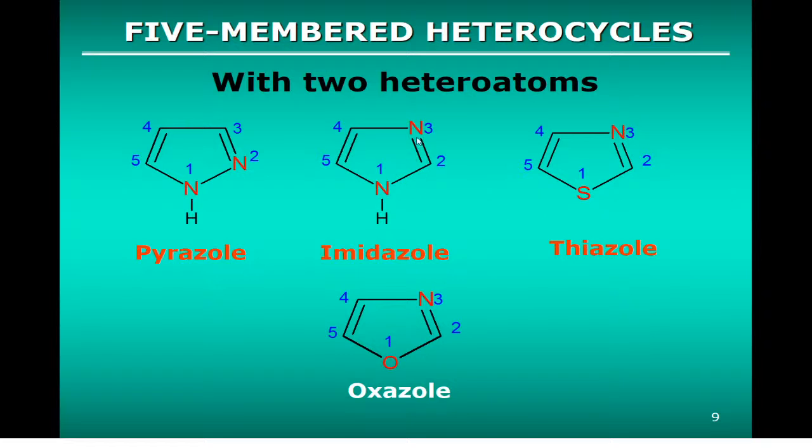For imidazole, the same 1,3 position. For thiazole, sulfur is higher, that's why 1,3 position. And oxazole, 1,3 position. All of these compounds have IUPAC names, but they are quite hard to name because even the secondary suffix depends on the saturation degree.